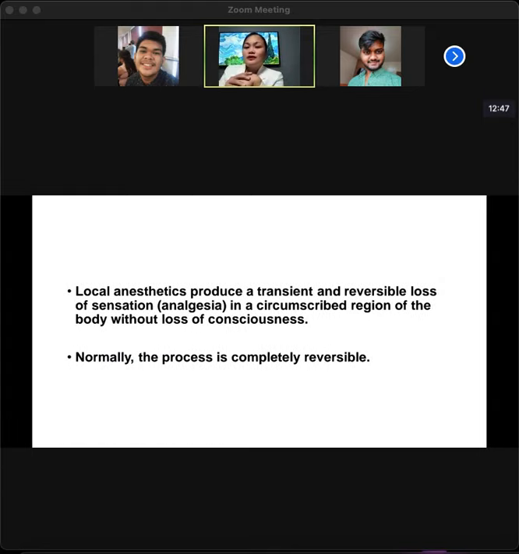So, local anesthetics produce a transient and reversible loss of sensation or analgesia in a circumscribed region of the body without loss of consciousness. Normally, the process is completely reversible. Kasi nga, di ba, inilipit mo lang yung permeability. So, it will just take time for about 2 hours or 4 hours depending on the drug that you're going to use. Okay?